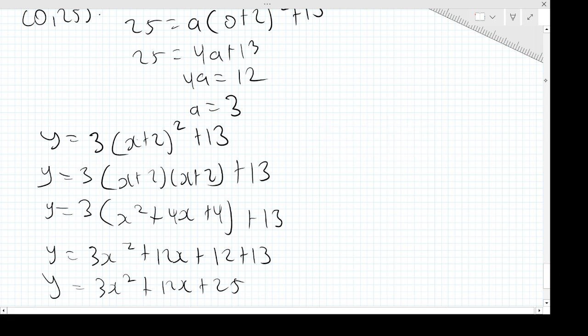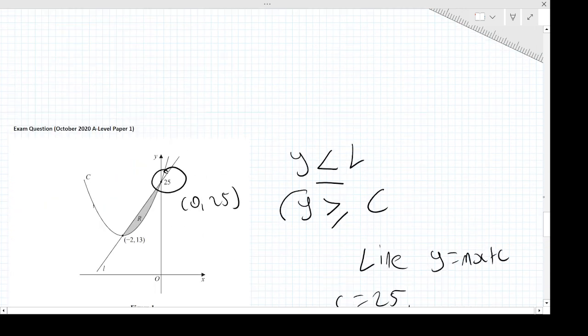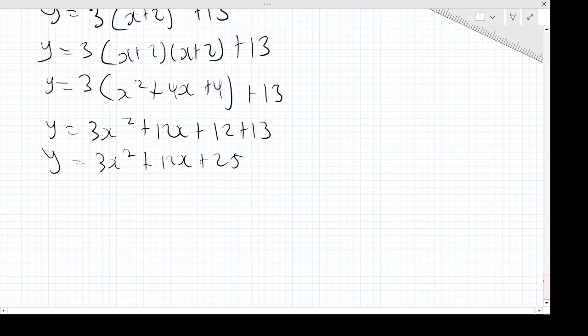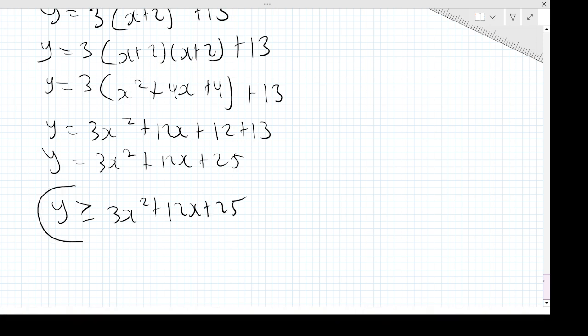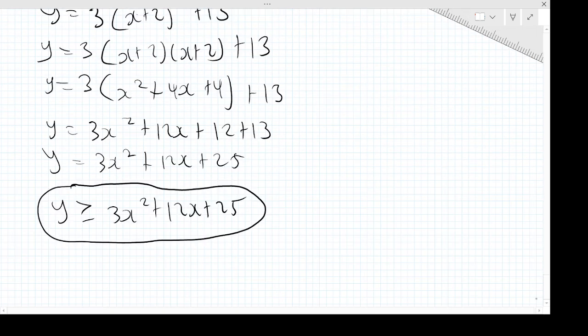Now, we already discussed that the region has to be above the quadratic, right? So the quadratic's there, and the region is above it. So we want y to be greater than or equal to the quadratic. So that means y is greater than or equal to 3x squared plus 12x plus 25. There we go. We've got our two inequalities. So therefore, our final answer.